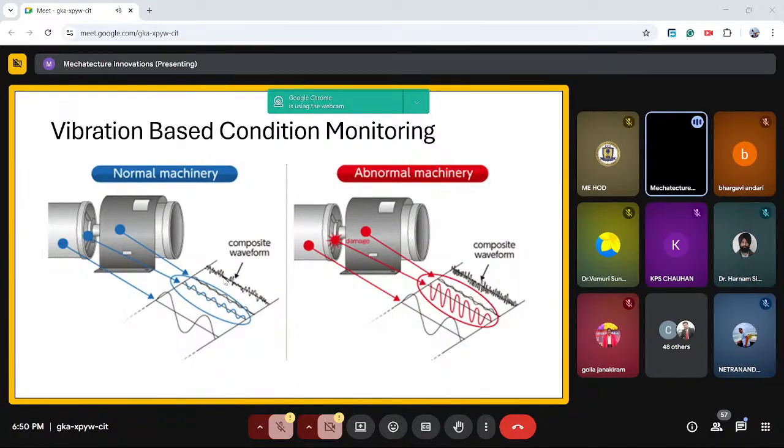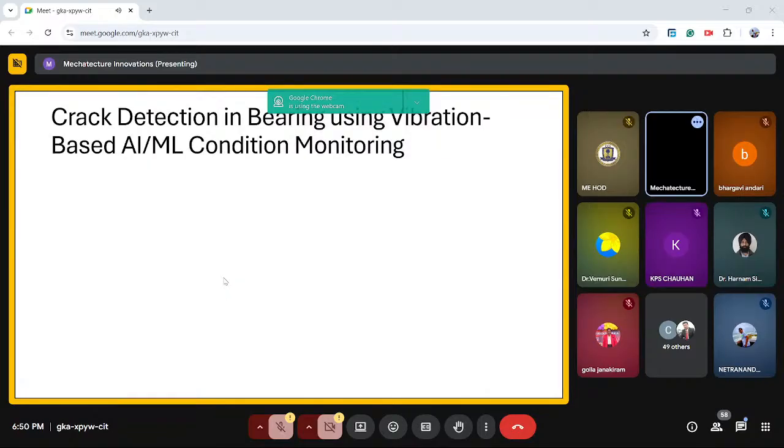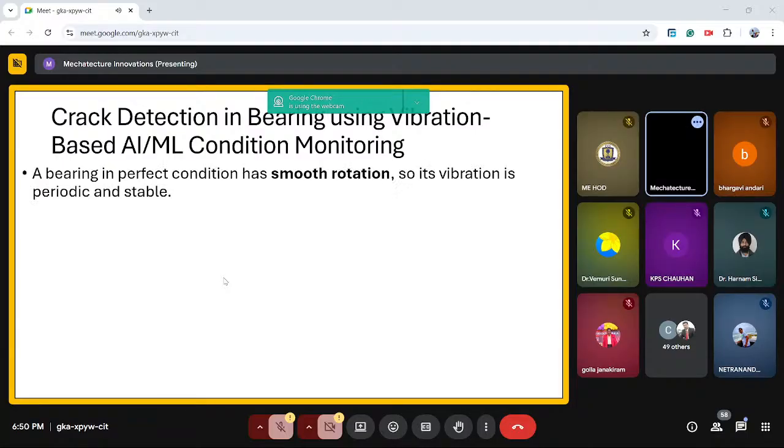Now, vibration-based condition monitoring is very clear, I hope. Now let's take an exact industry example to see how AI is useful in condition monitoring: crack detection in a bearing using vibration-based AI/ML condition monitoring. By using AI/ML condition monitoring, I am going to predict the cracks that are developing. As you know, a bearing rotates very smoothly because it is designed to, so its vibration is periodic and stable.